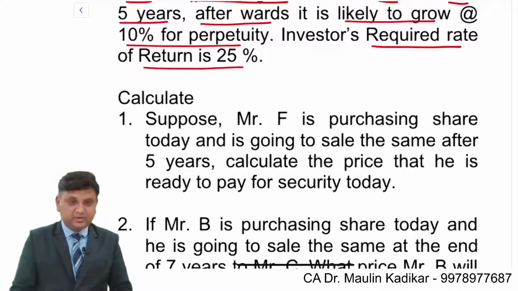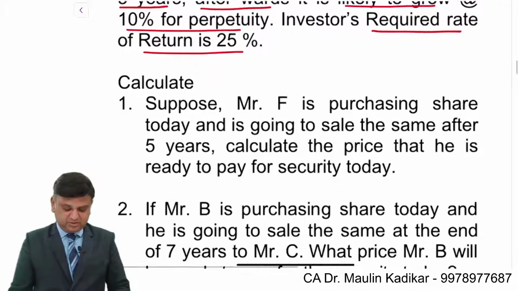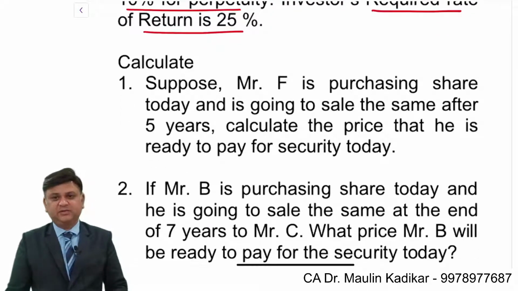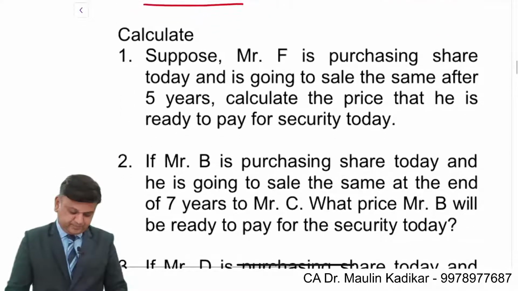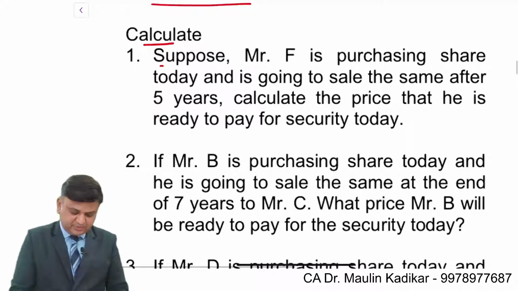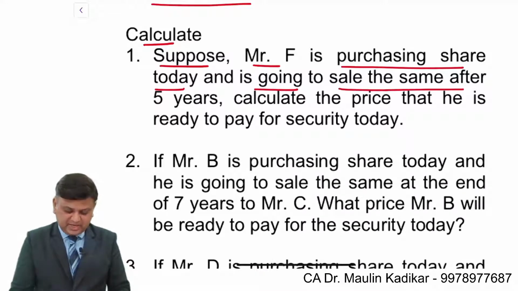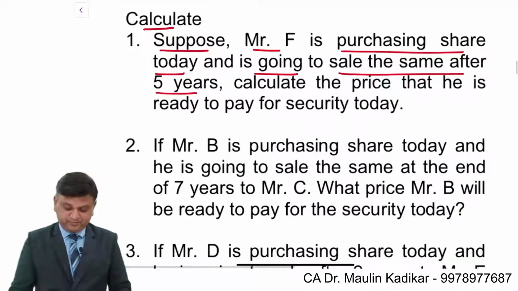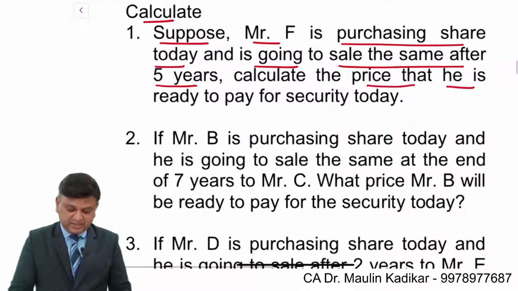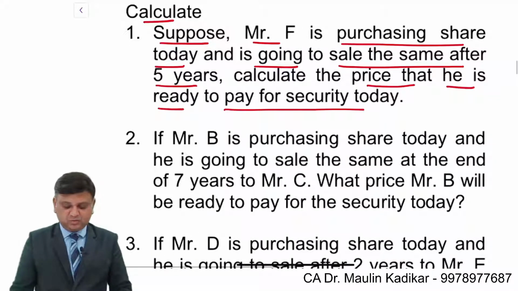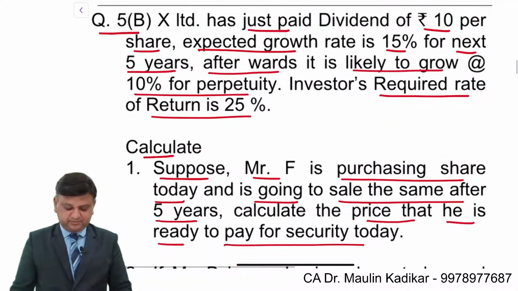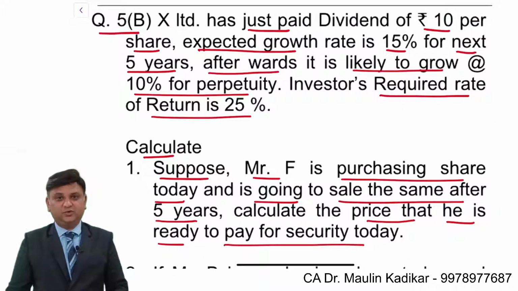Investors' required rate of return is 25%. Means cost of capital is given 25%. Calculate. Suppose Mr. F is purchasing the share today and he is going to sell the same after 5 years. Calculate price that he is ready to pay for the security today. That is the question. Today means in year 0.